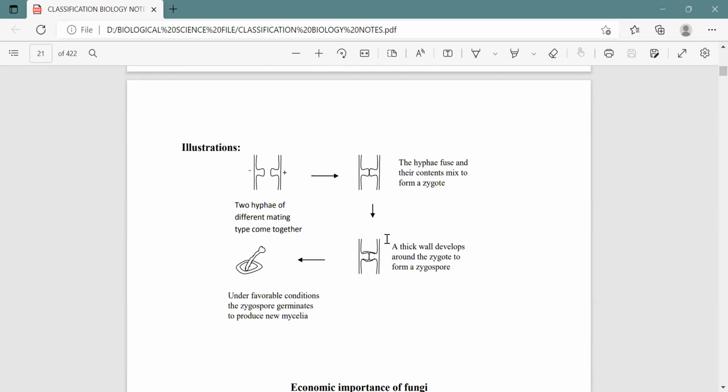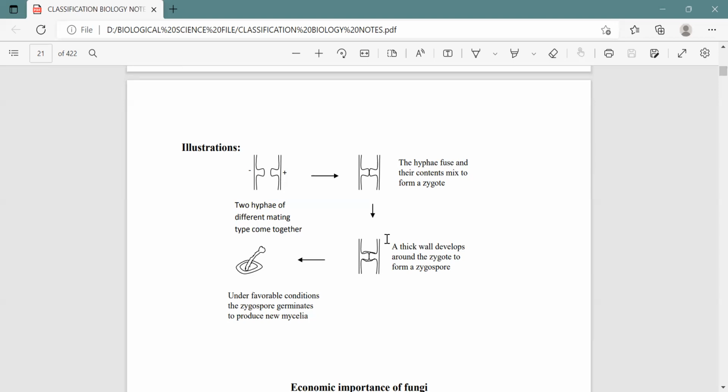But here you'll not find that this is a male organism, therefore it produces the male gametes, or this is a female organism, and therefore it produces the female gametes. But what you'll find are these two hyphae of different mating types coming together. And when they fuse, they mix their contents to form a zygote. And under favorable conditions, the zygospore or the zygote germinates to produce new mycelium.